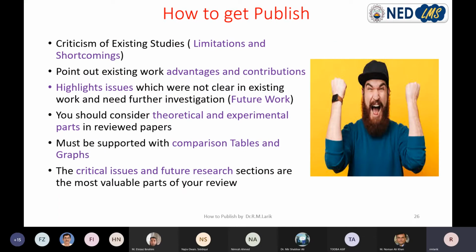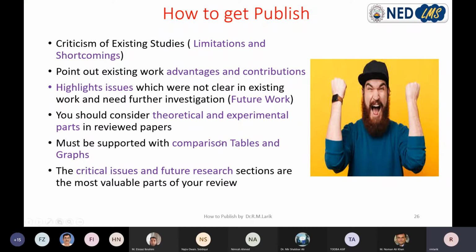So how to get published? You need to criticize, meaning limitations and shortcomings, and you need to point out the contributions and advantages of your work: why your work is important, what its advantages are, and what it actually contributes. You need to highlight the issues in the previous research and solve those issues and shortcomings in your research. And then you need to have future work, that is, a broader mind and broader look at your manuscript, with future directions, so that it becomes attractive to the readers, right?